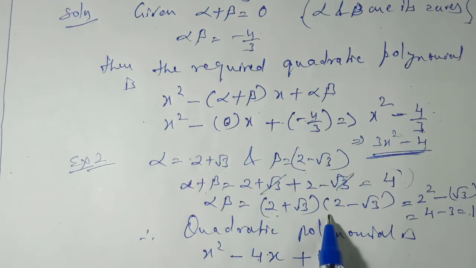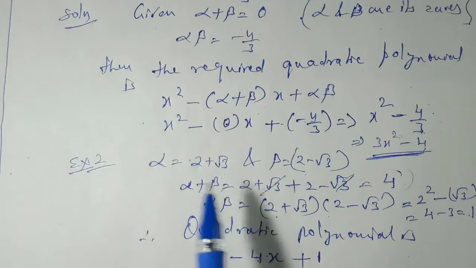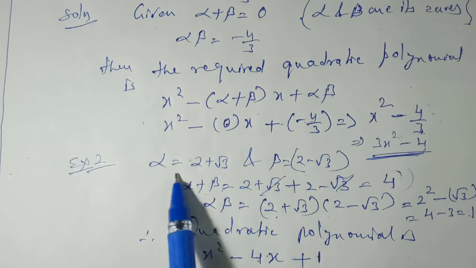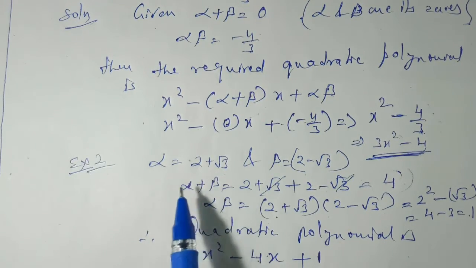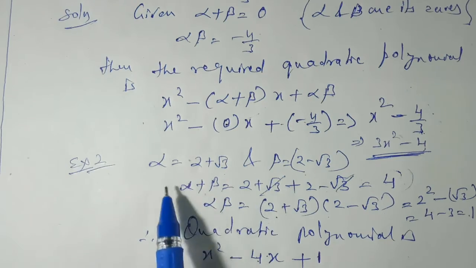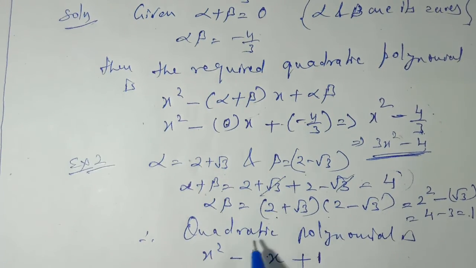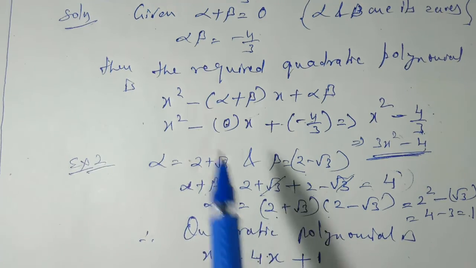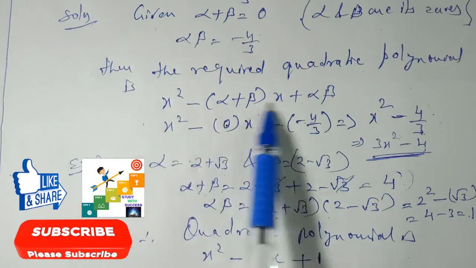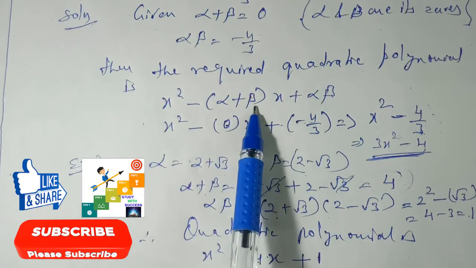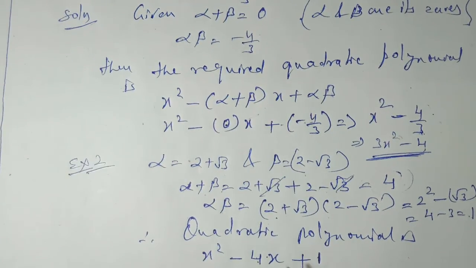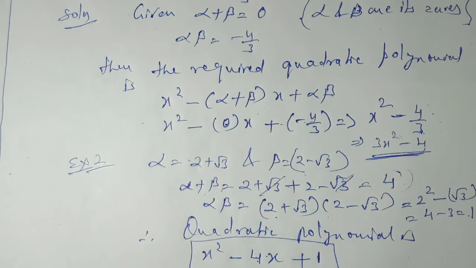So in the case of example 2, when separate zeros are given, their sum and product are not given. So first of all we have to find their sum and product, then substitute the value of sum and product in the required quadratic polynomial form. So this is the required polynomial. Thank you.